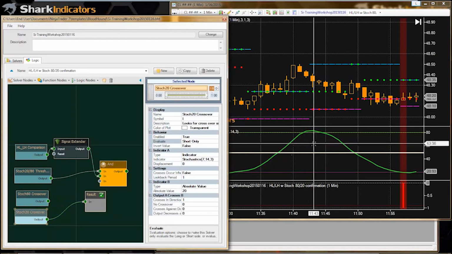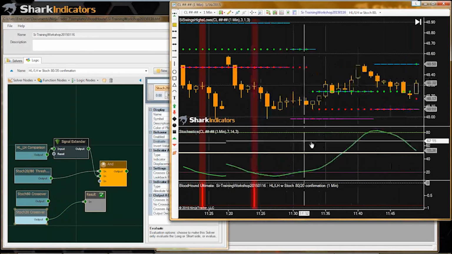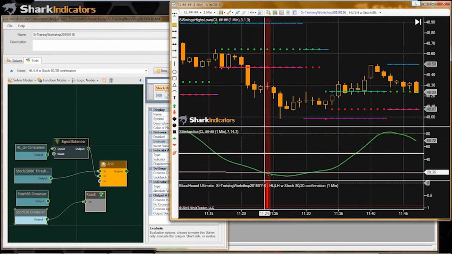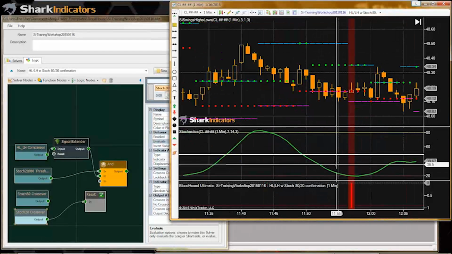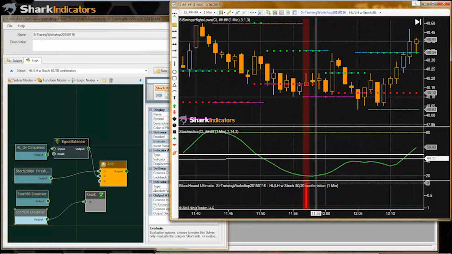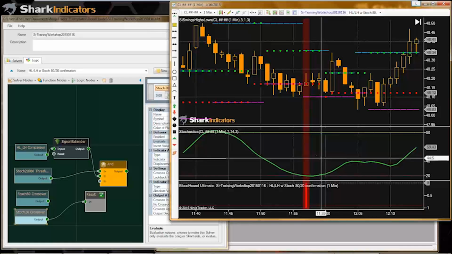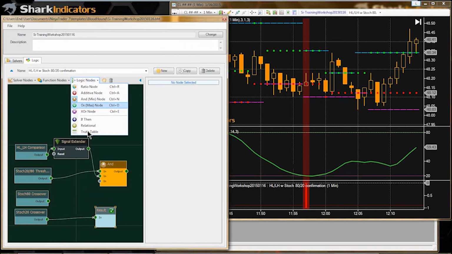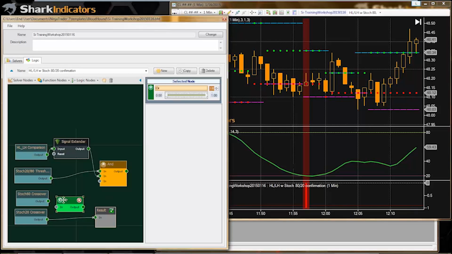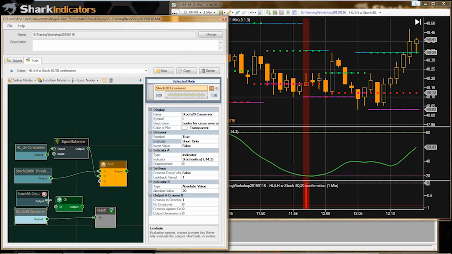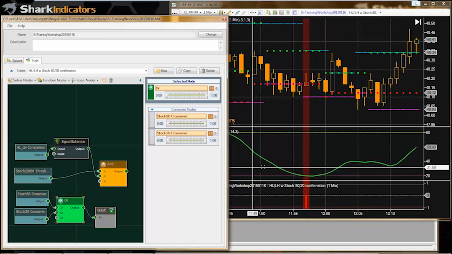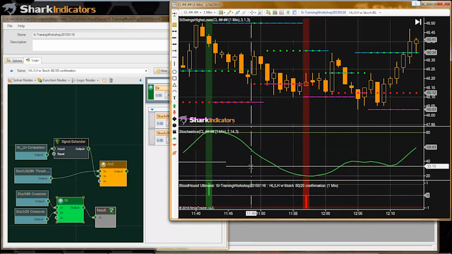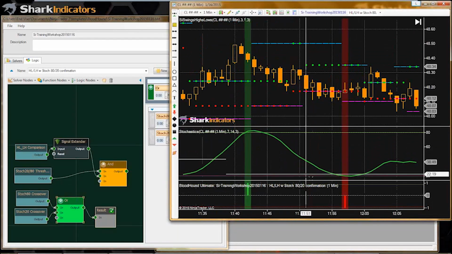Let's connect that up and take a look. Alright, there we go. We're crossing below 20. Looks good. Crossing below 20, that looks good. Alright, now we need to connect both of these crossovers together with an OR node, so that way it looks like it's just right one condition.